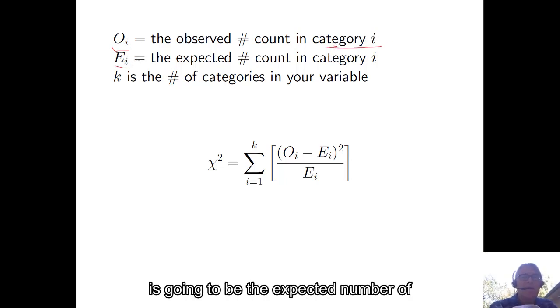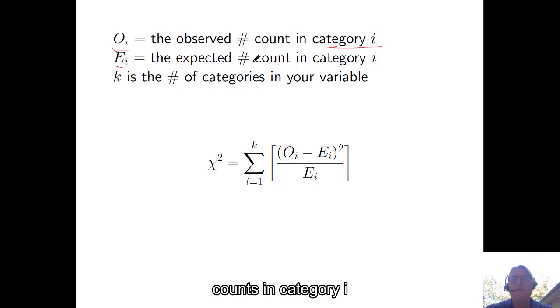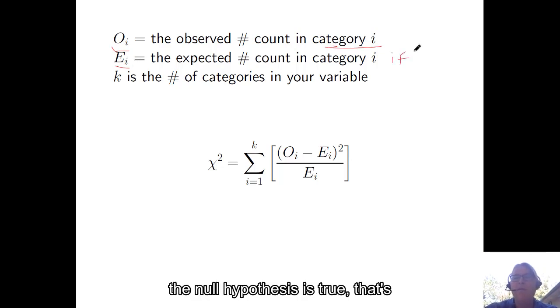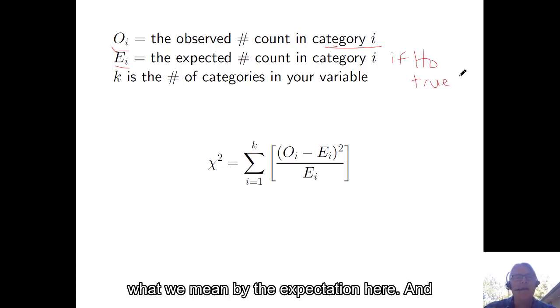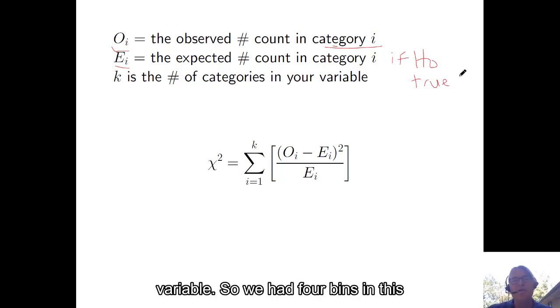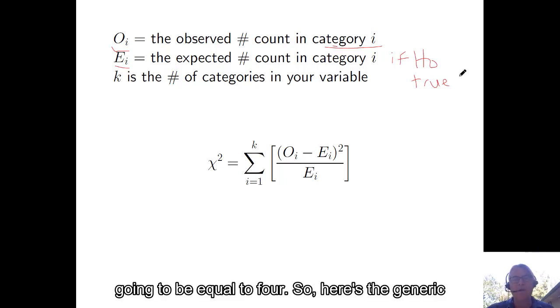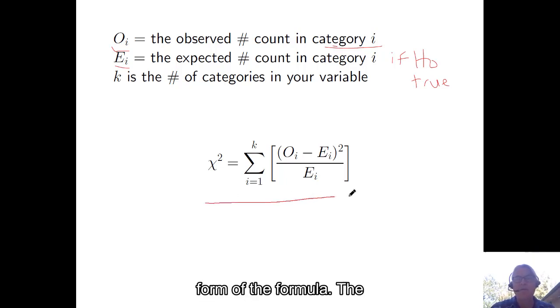E sub I is going to be the expected number of counts in category I if the null hypothesis is true. That's what we mean by the expectation here. And K is just the number of categories in our variable. So we had 4 bins in this example, 4 age bins, so K is going to be equal to 4.